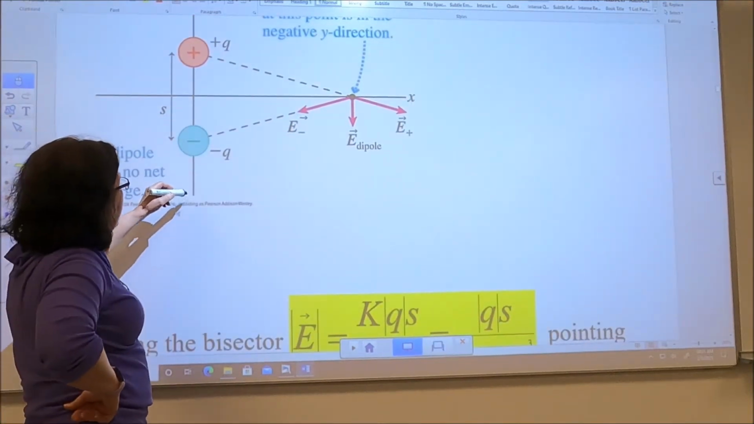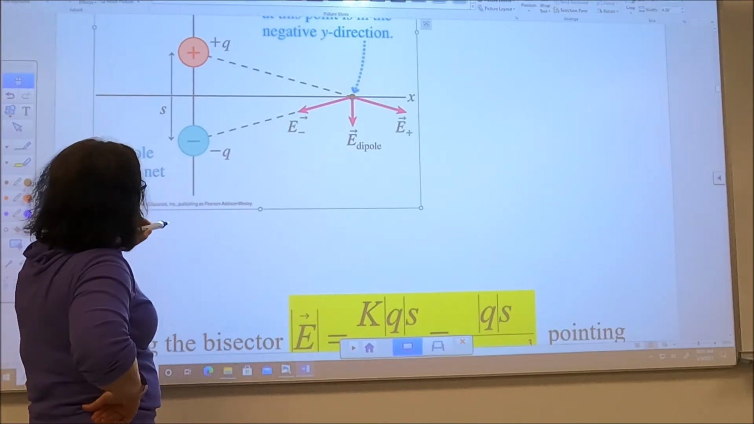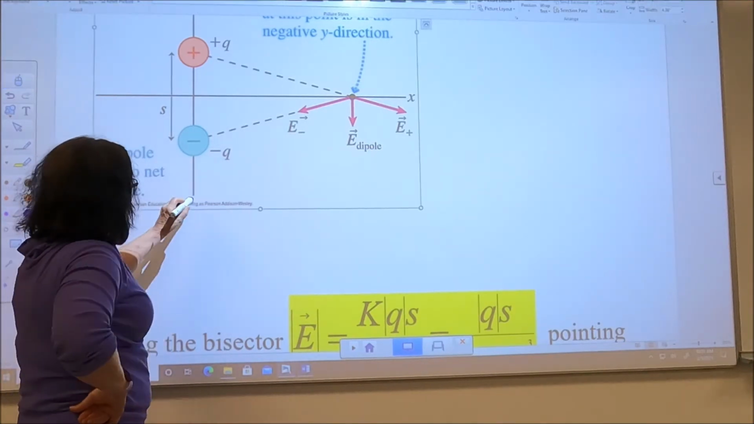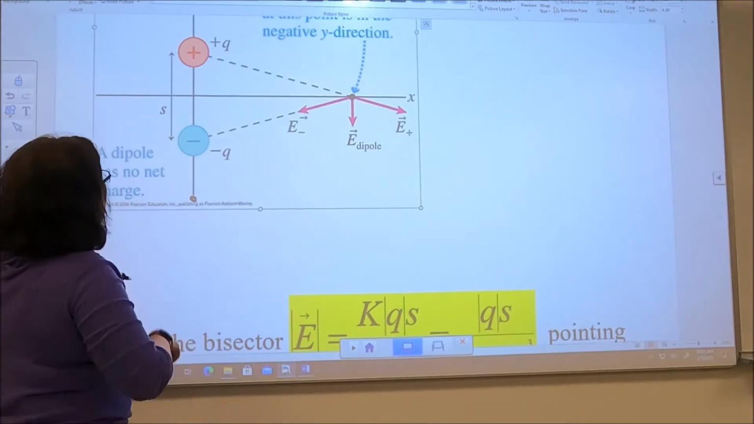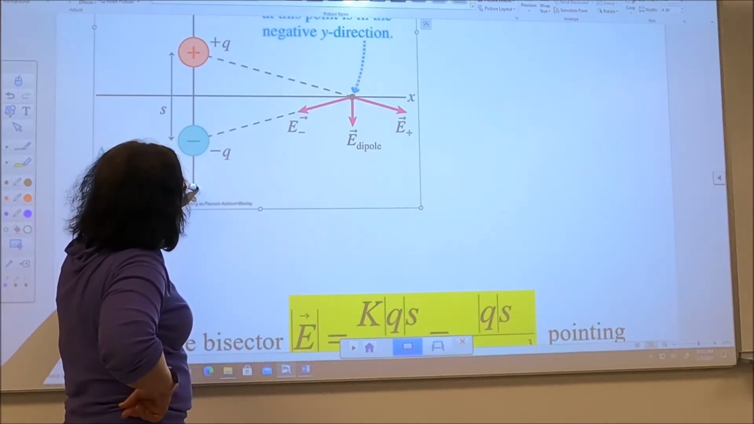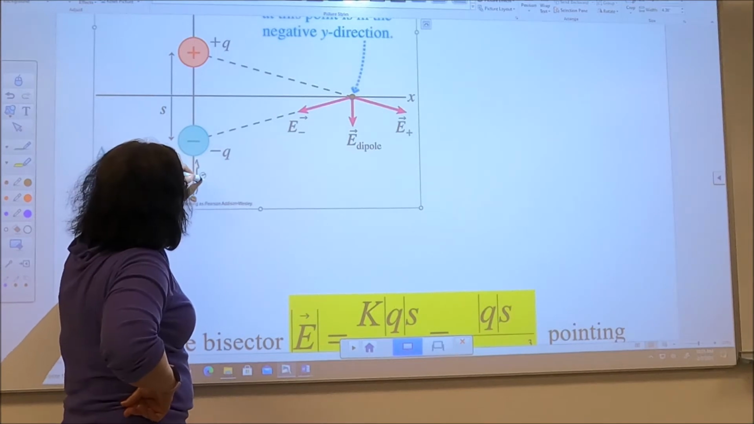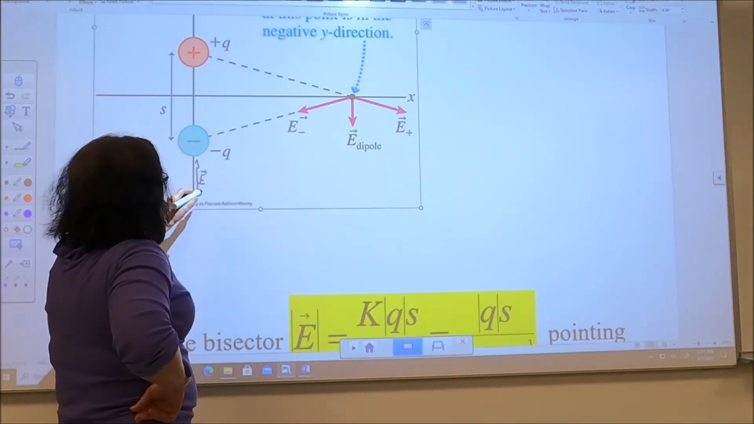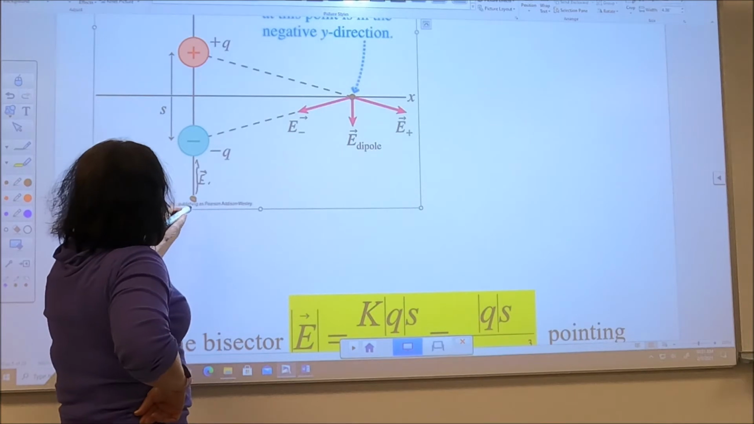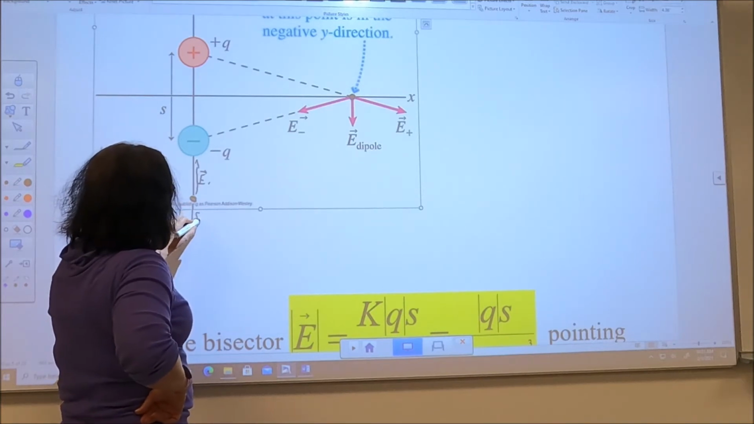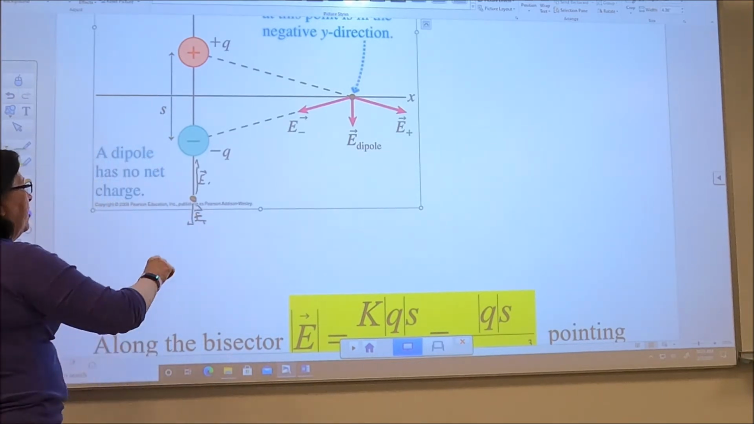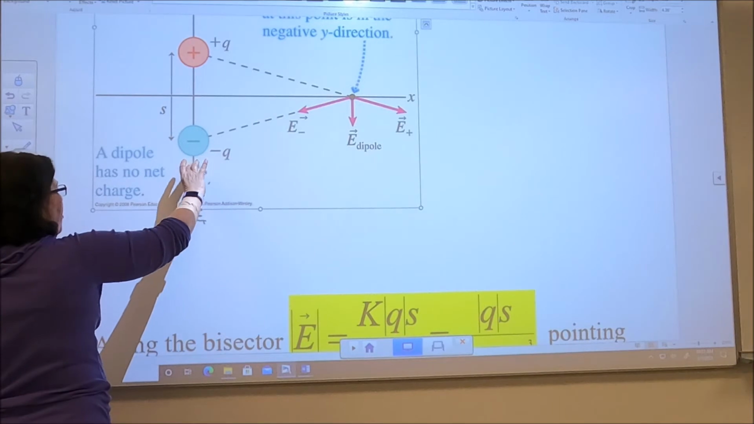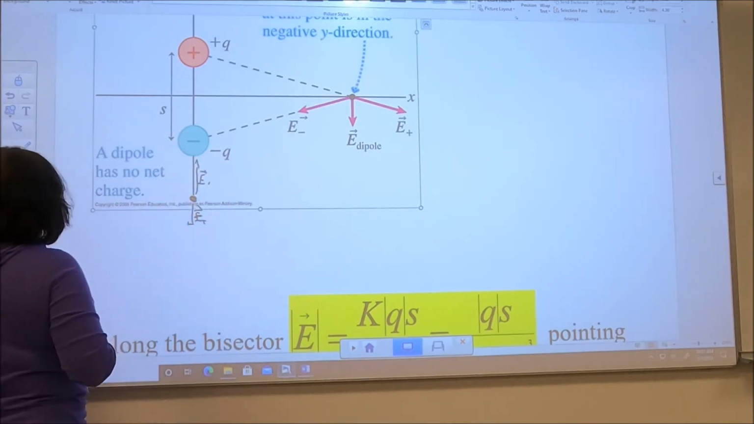We could do the same thing down here. If I chose a point, the electric field from the negative point charge is going to be there. The electric field from the positive point charge is going to point like that. The positive is going to be smaller than the negative because it's further away.